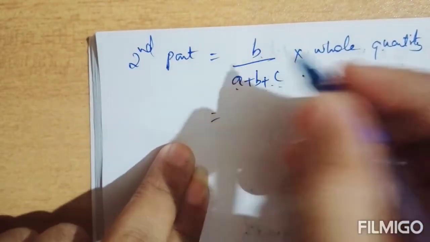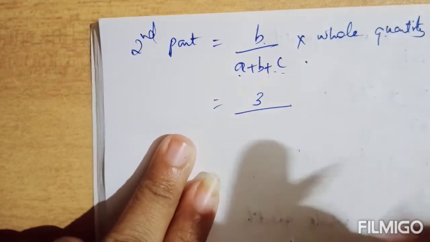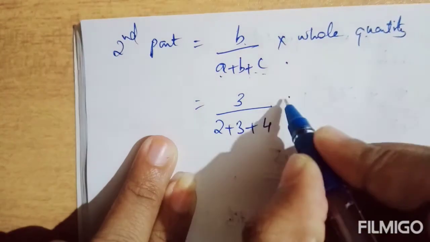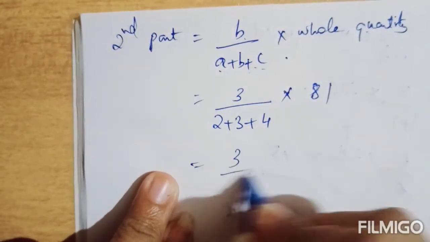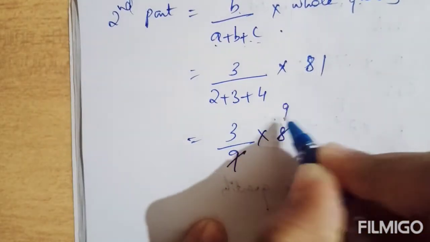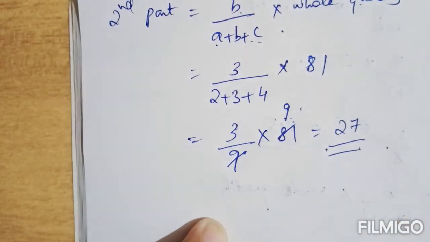So b, in place of b, what is it? 3 by a plus b plus c, it is 2 plus 3 plus 4. All the terms you can add into whole quantity, it is 81. So what you will get? 3 by 9 into 81. 9 and 81, here it will be 9. So 3 into 9, 27 is the second part.